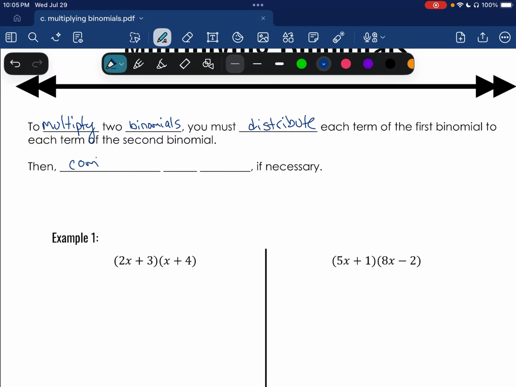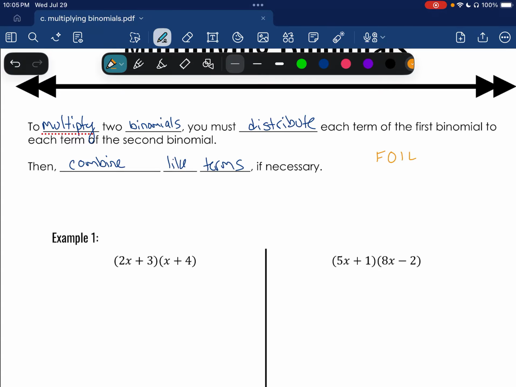So your algebra teacher, or your pre-algebra teacher, or your tutor, or whoever may have taught you the following. You may have learned this acronym FOIL, which stands for first, outer, inside, and last. It's an acronym that teaches you how to multiply binomials. It works every single time, but only for binomials.